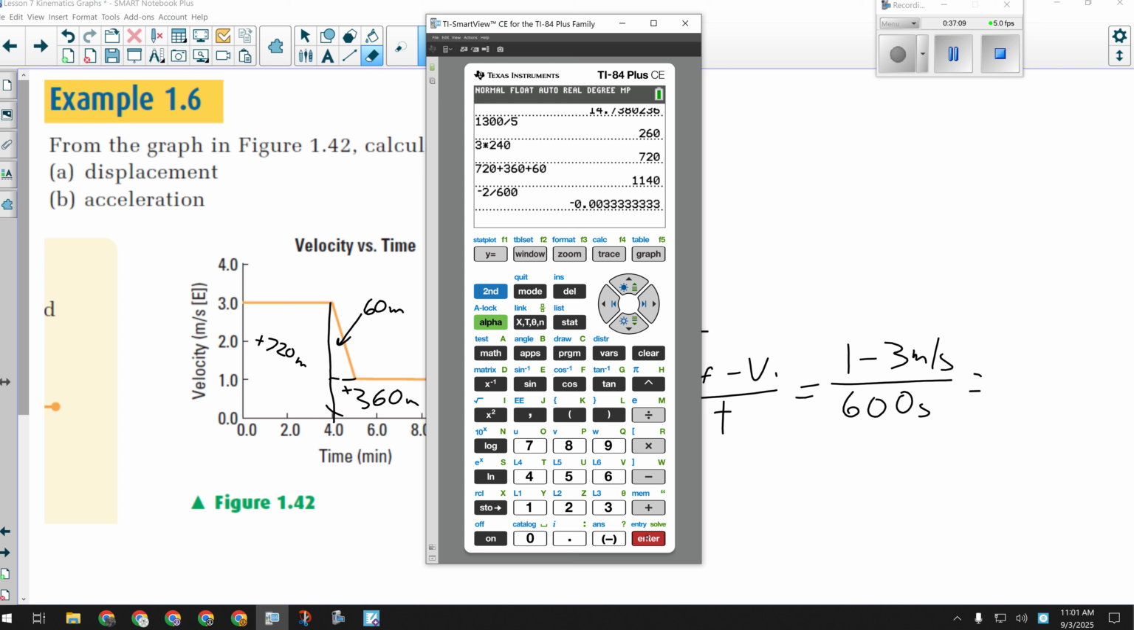It's a pretty small acceleration, wouldn't you agree? And it should be. That is a minuscule change in velocity over a 10-minute interval. Going from 3 meters per second to 1 meter per second over a 10-minute interval, you'd almost not even notice that if you were watching the object do it. All right. Is it okay that it comes out negative? It should. The object is slowing down. I should get a negative acceleration for that.